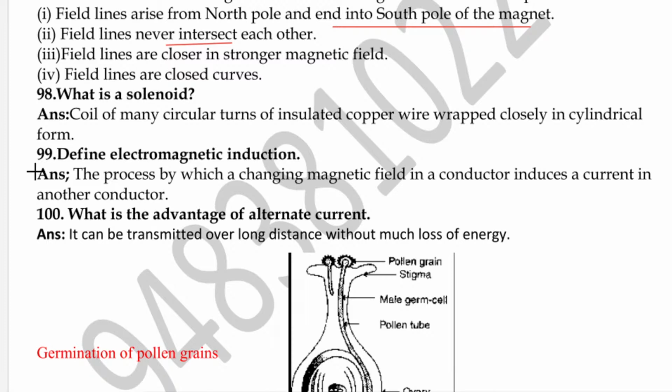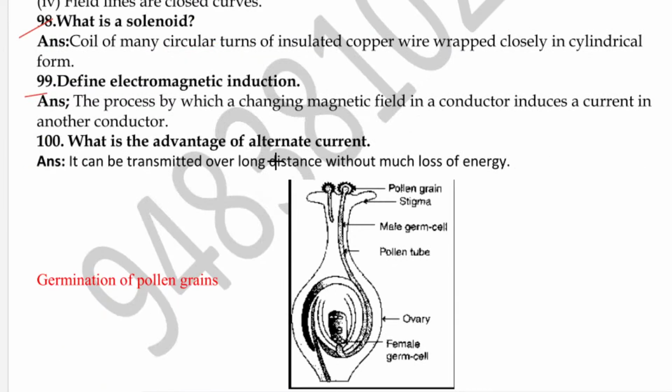Let us move to the next question. What is a solenoid? Coil of many circular turns of insulated copper wire wrapped closely in cylindrical form is known as solenoid. Next one. Define electromagnetic induction. The process by which a changing magnetic field in a conductor induces a current in another conductor.